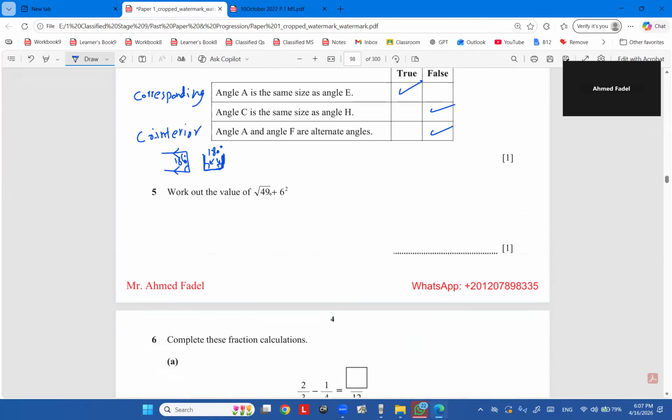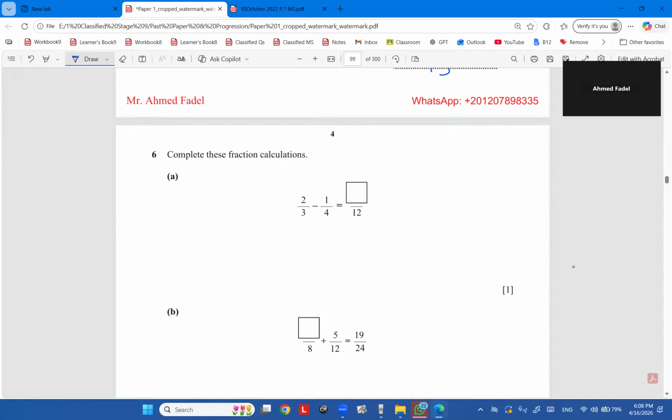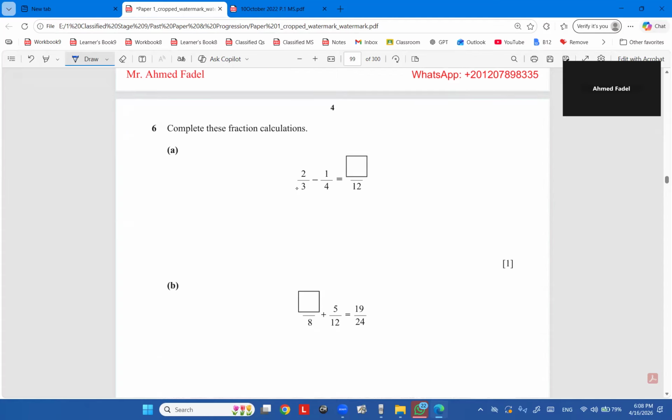Work out the value of square root of 49, which is 7, plus 6 squared, which is 36, is going to give you 43. Multiplying this over here by 4 and up also by 4, this by 3 and down by 3 gives you 8 over 12 minus 3 over 12, which is 5 over 12.